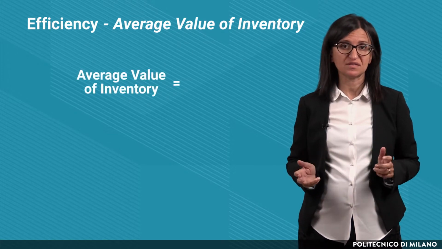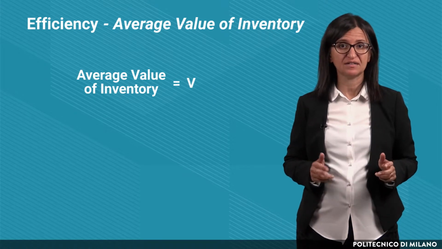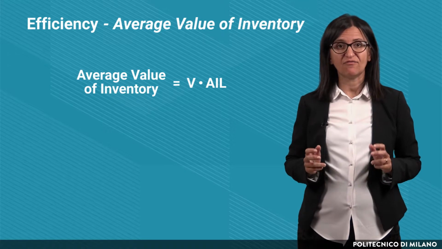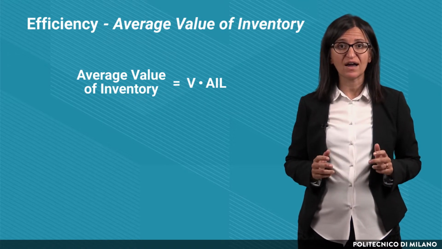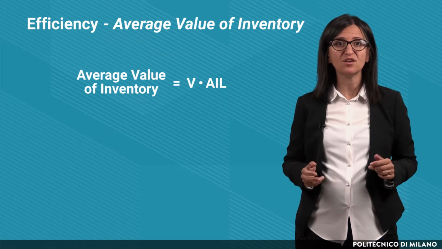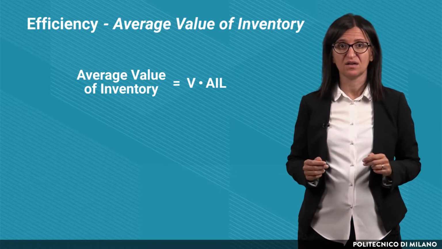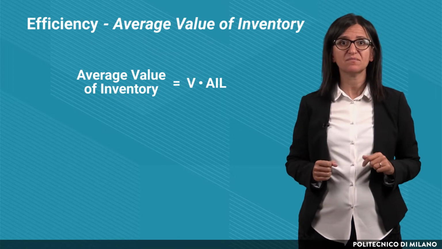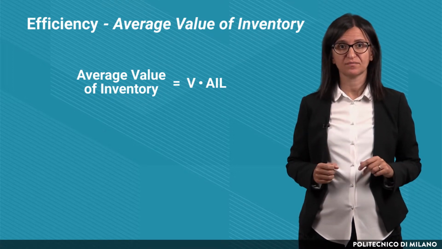That is, we have to consider the monetary value of the items multiplied by the average inventory level. The value of the inventories should be defined considering all the relevant costs that have been sustained in order to have the stocks in the warehouse. For example, purchasing and production, variable costs, transport, and so on.